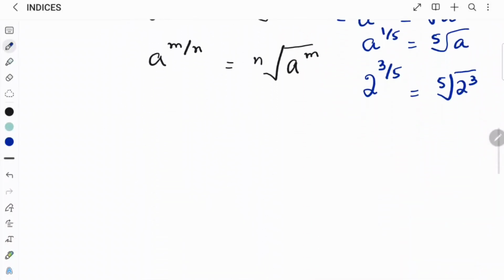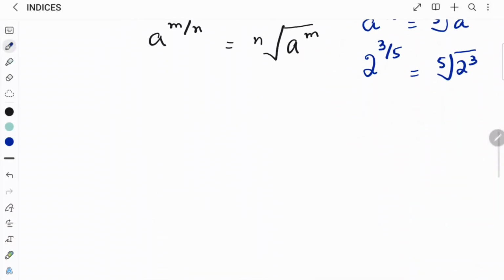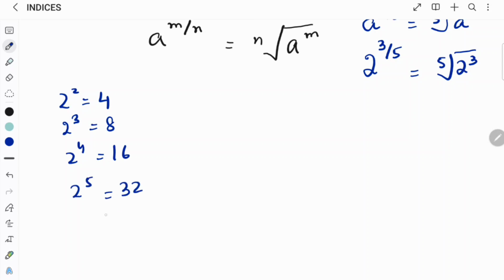You must remember a few things. For example, if you have to simplify or find the solution of an equation, you'll have to make the base. So remember, if you have 4 in any question, you must write down 2 square. 2 cube is 8. 2 to the power 4 is 16. 2 to the power 5 is 32. 2 to the power 6 is 64.